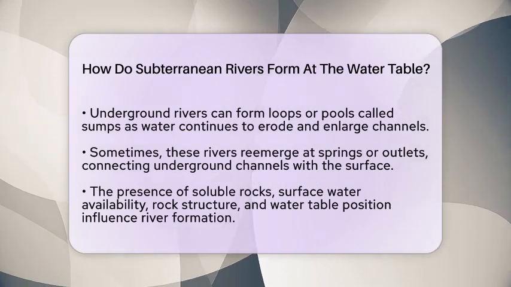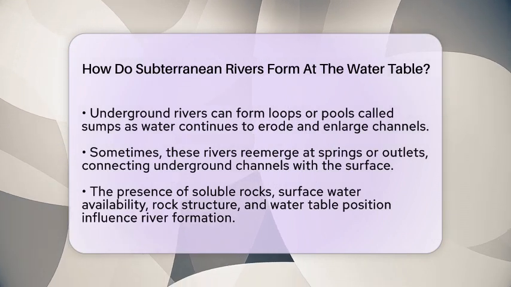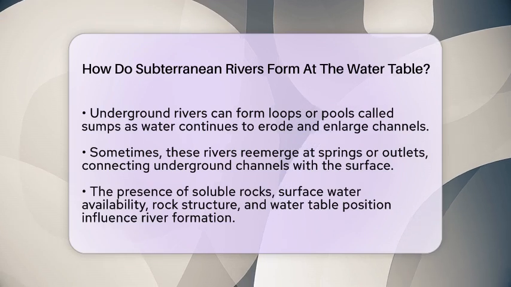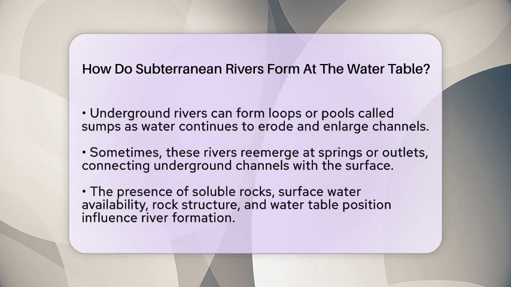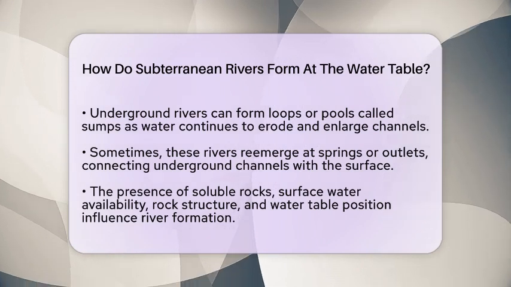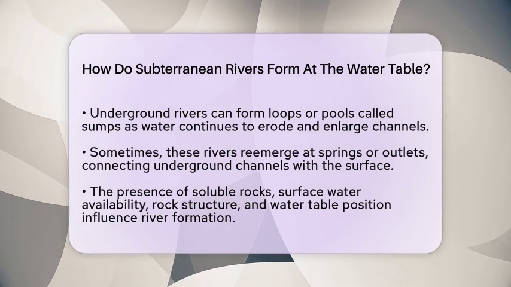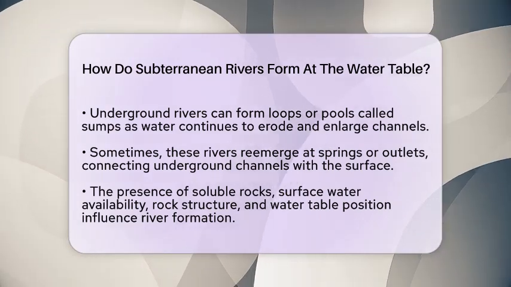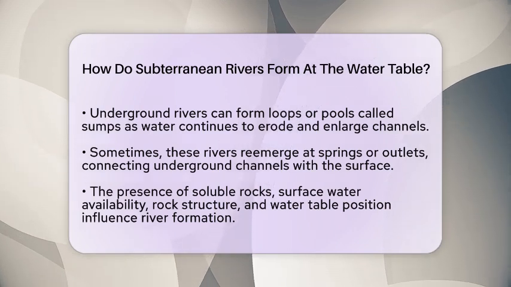Several factors influence how these rivers form. First, the presence of soluble rock like limestone is essential because it dissolves easily. Second, surface water must be available to infiltrate into the ground. Third, the rock's structure, such as fractures and joints, guides the flow of water and helps form the channels. Lastly, the position of the water table determines where these underground rivers can flow. If the water table drops, the rivers may dry up or shift position.